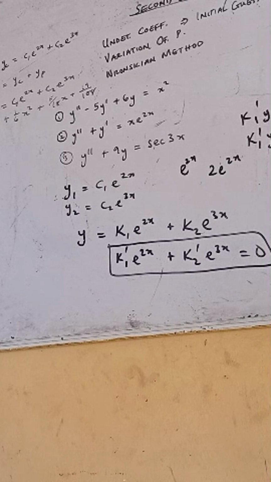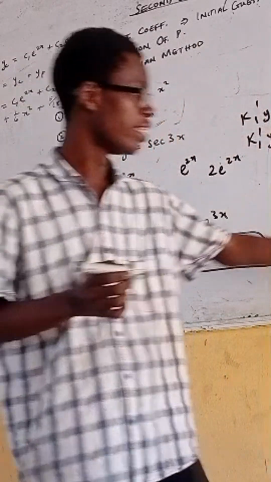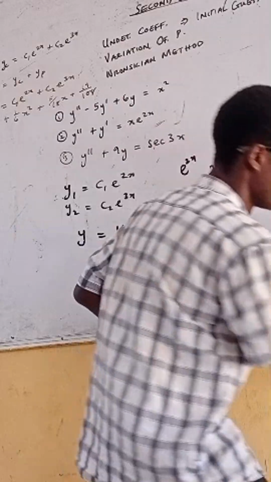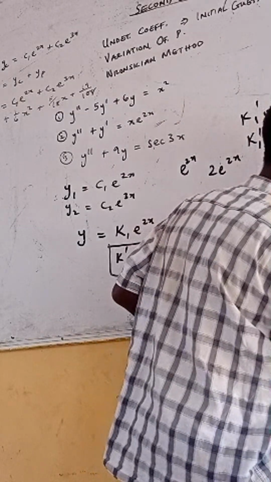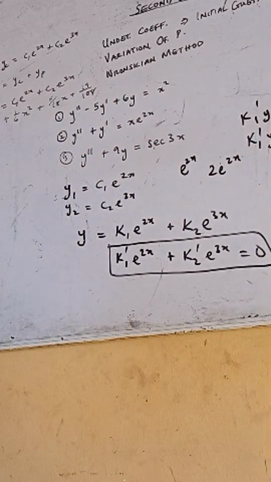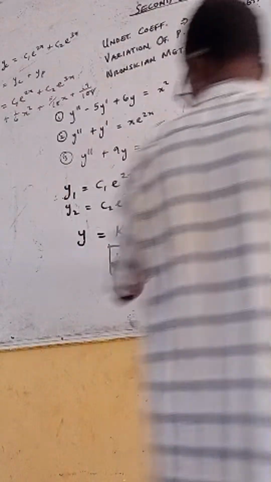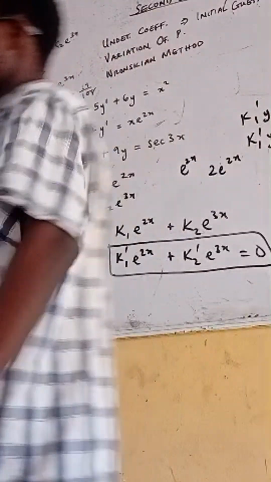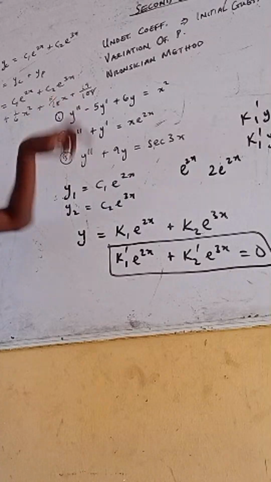Plus, now let's differentiate this one. 3k2 prime e raised to power 3x, right? Then if you differentiate e raised to power 3x again, 3 will come down, with the 3 that was already there, that's 9, plus 9k2 e raised to power 3x. Then k1 prime e raised to power 2x plus k2 prime e raised to power 3x. Since this one is 2 and this one is 3, we can't just say it's equal to 0 like that. So what are we going to do? We are just going to put everything inside our equation.